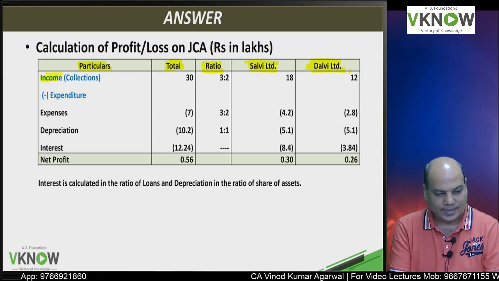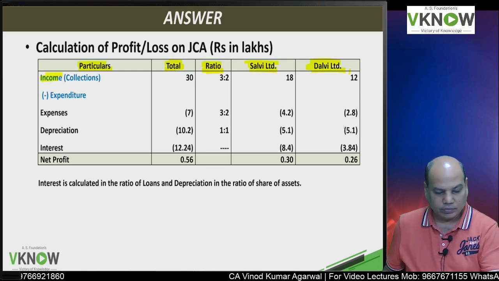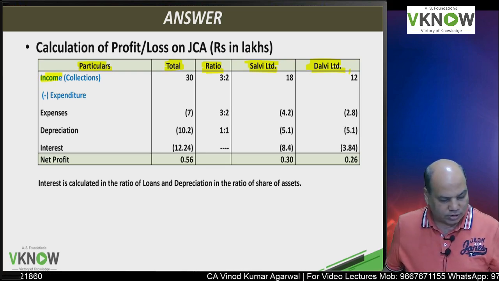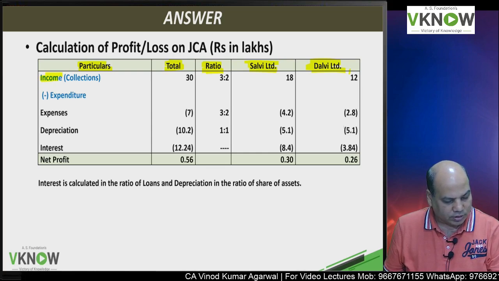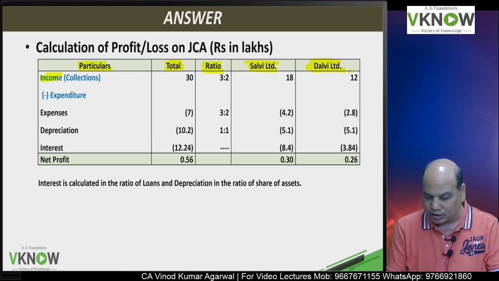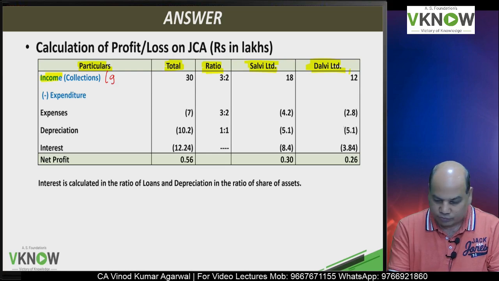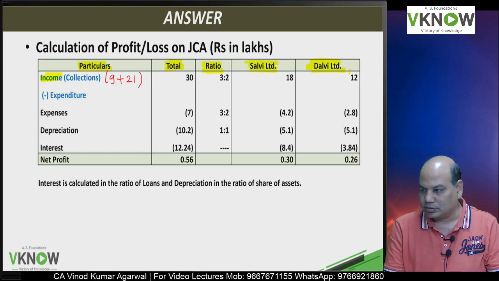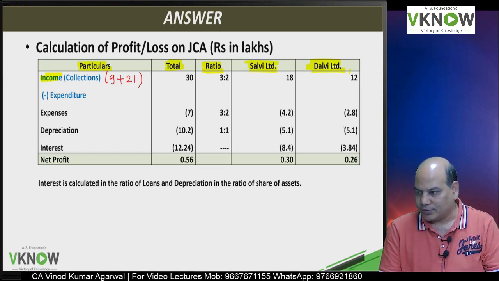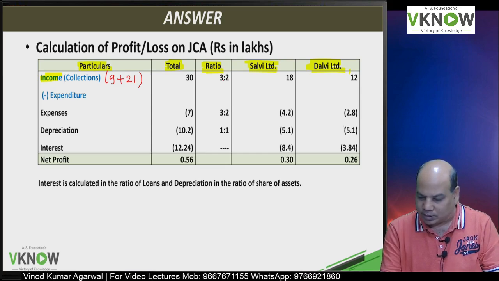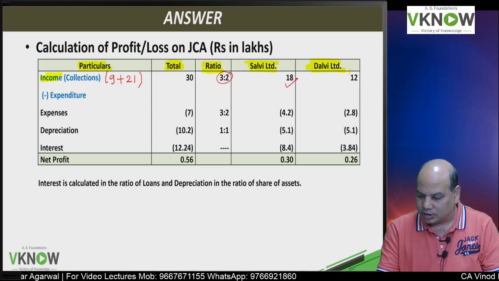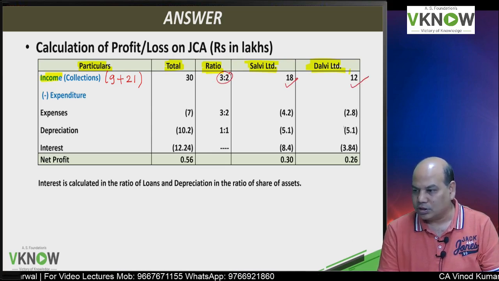Then write down income. What is the total income? Total income is the total collections. The total collection made by these two parties is 9 lakh collected by one venturer and 21 lakh collected by the other venturer. So total 30. As per the agreement, 3:2. Salvi should get 18, Dalvi should get 12.